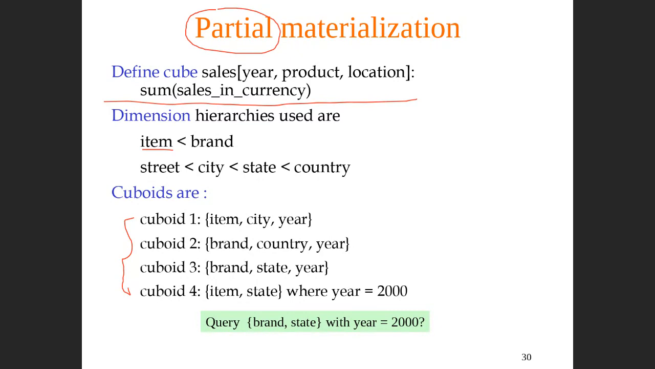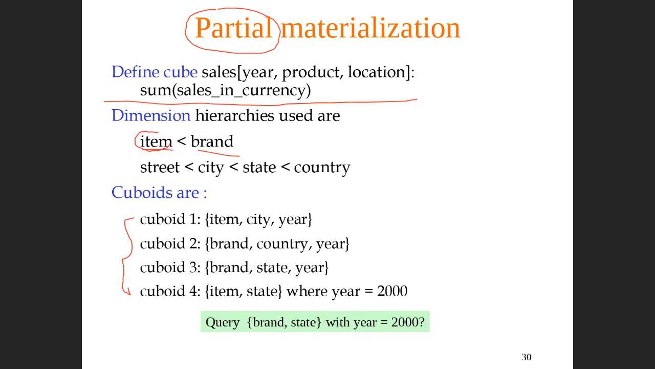An item is connected to a brand. For example, what does it mean? Television, smartphone, for example. These are the items. And what about the brand? The brand can be Samsung. So here the dimension hierarchies are: a number of items are the lower hierarchy, and the brand is the higher level.